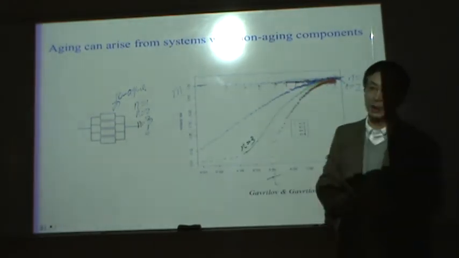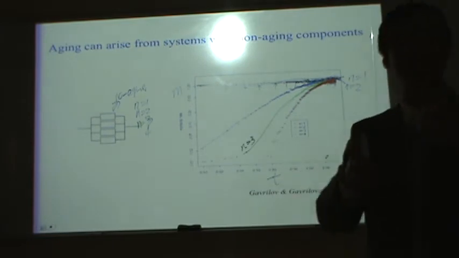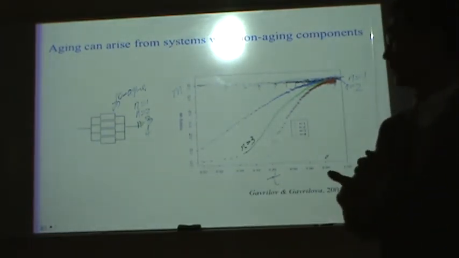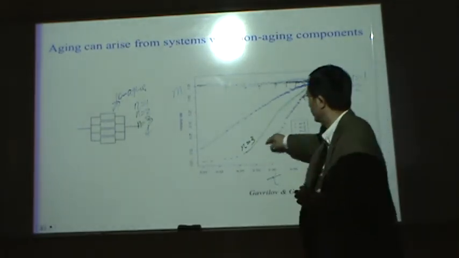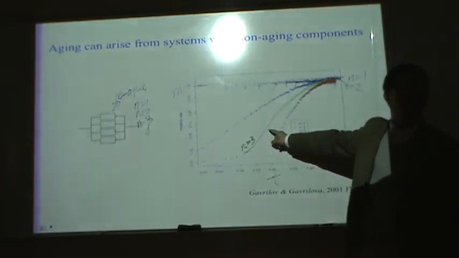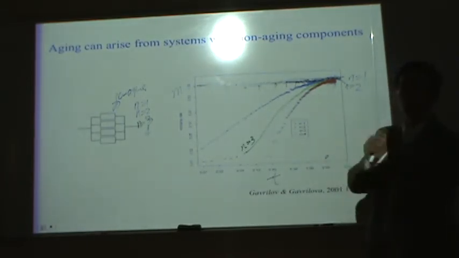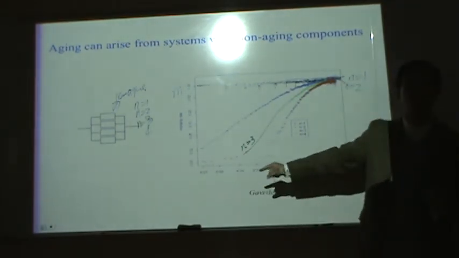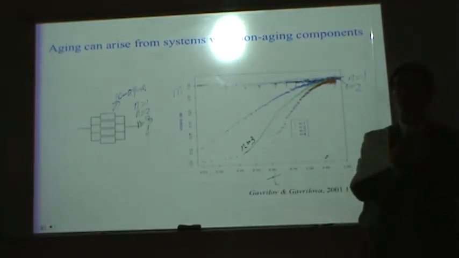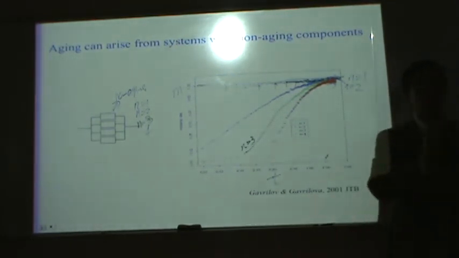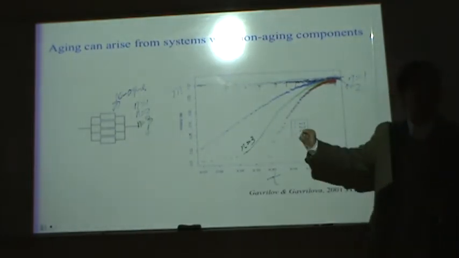So the more components we have is basically the more redundancy a system has. The more redundancy the system has, the sharper this transition is. And this transition is basically the rate of aging. So here, I'm hitting the point here. But the lower this initial point is, the smaller the initial mortality rate. So based on this curve, we can already tell there's a trade-off between the initial mortality rate and the rate of aging.